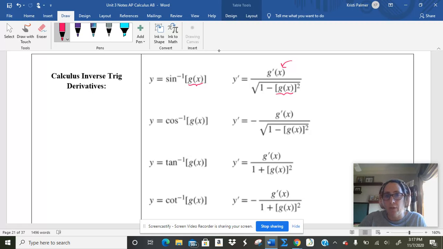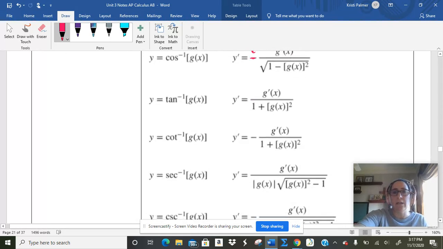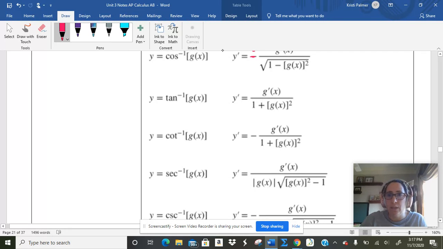The derivative of arc cosine, if you look, is exactly the same, except, for derivatives of co-functions, we've already learned, go negative. Otherwise, it's exactly the same. Tangent doesn't have any square roots, and instead of a minus in the denominator, it has a plus, and then it's very, very similar. So no square root, a plus instead.